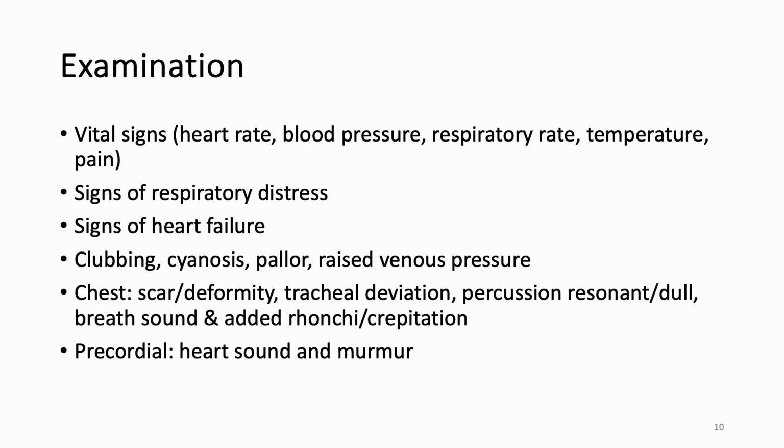In the periphery, look for clubbing, cyanosis, pallor, and raised jugular venous pressure. In the chest, look for scar or deformity, tracheal deviation, and percussion to look for resonance or dullness. Listen to the breath sound and whether there are added bronchi or crepitations. In the precordium, listen for heart sounds and murmurs.